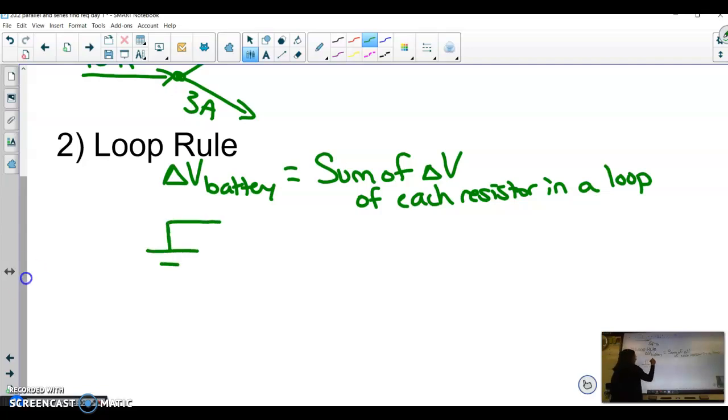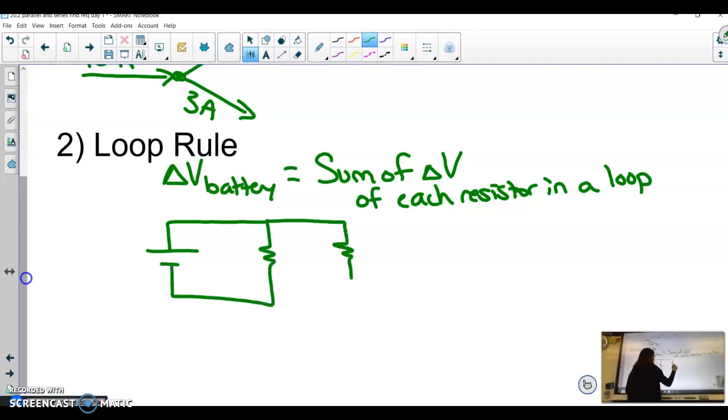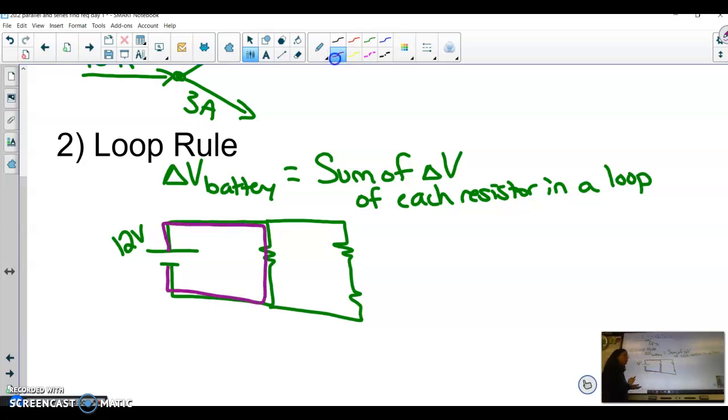But if we have a battery here, and I'm going to draw a parallel circuit. Here I'm talking about the potential difference. I'm not talking about the current, so I'm talking about delta V. Let's imagine that this is a 12-volt battery. Well, I'm going to identify a loop. The current could go this way. That would be a loop.